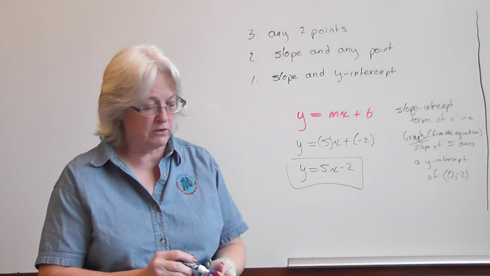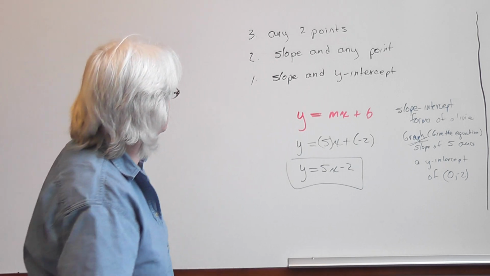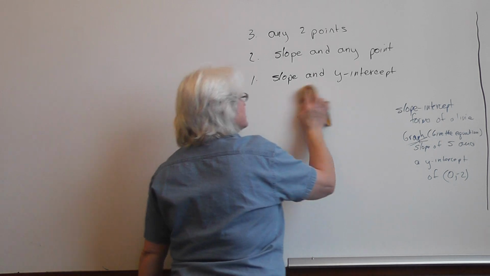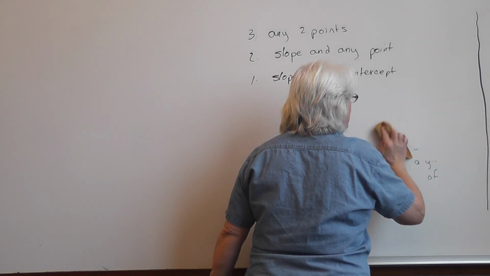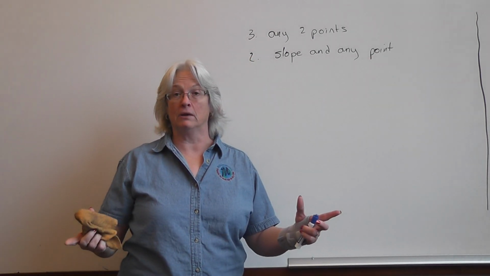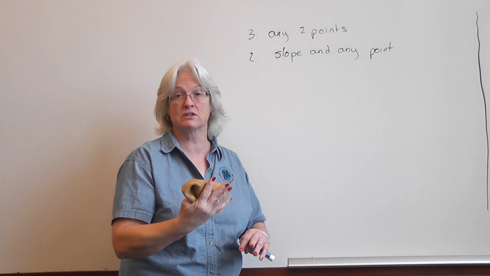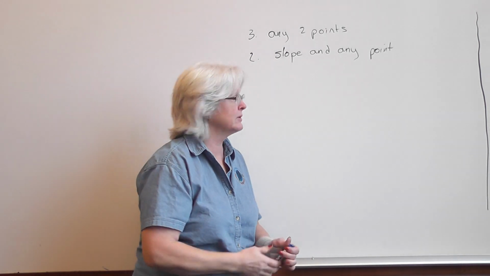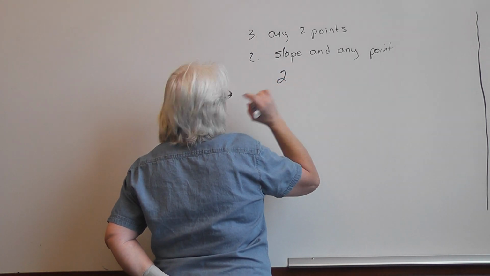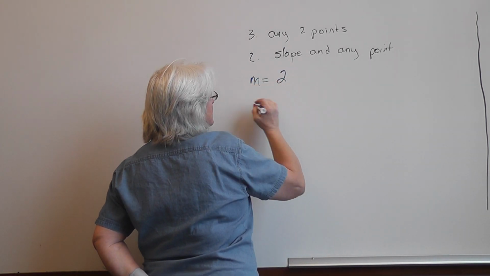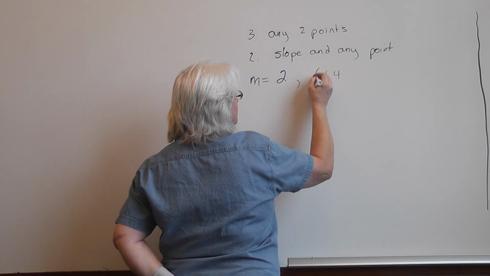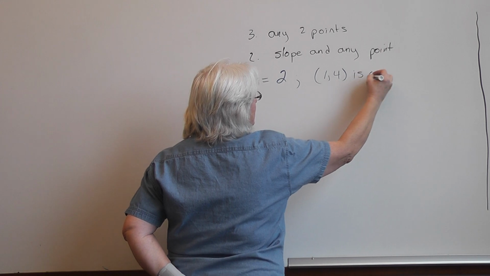And then we went on into our next section, and we said, okay, easy enough to give the equation of a line if we have the slope and y-intercept. But what if we have the slope and any point? You know, not where it's crossing the y-axis, but just some random point. So, for example, let's say that we have a slope of 2, m is equal to 2, and the point (1, 4) is on the line.